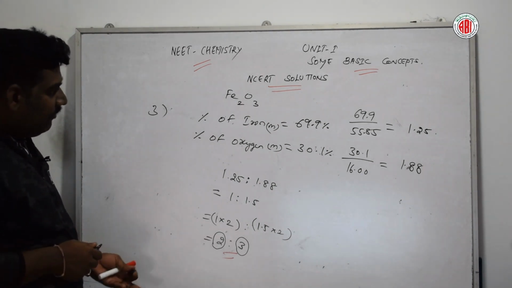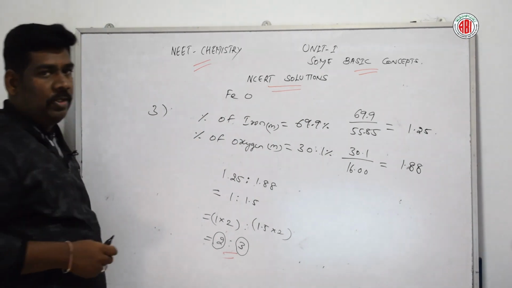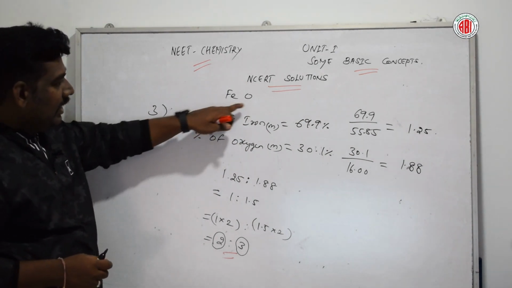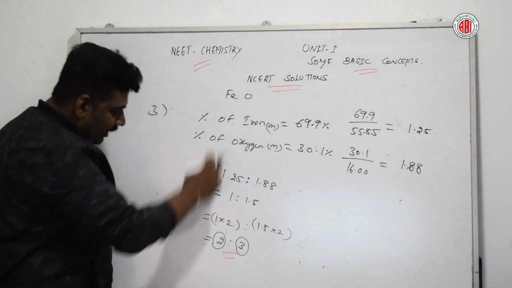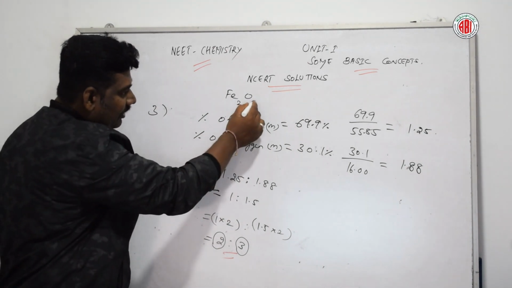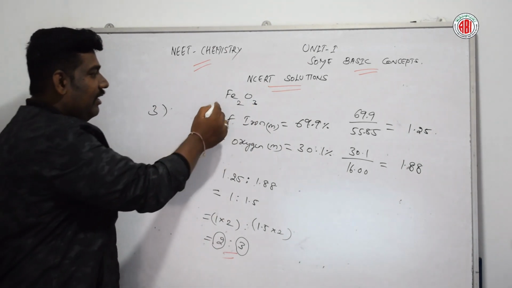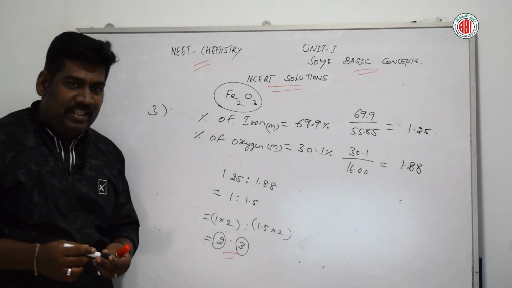Now we are going to write the formula. In the given compound there are two elements, iron and oxygen. Here iron gets 2, Fe2, and oxygen gets 3, so Fe2O3. This is the empirical formula of the given compound. So in this way we can solve this problem.